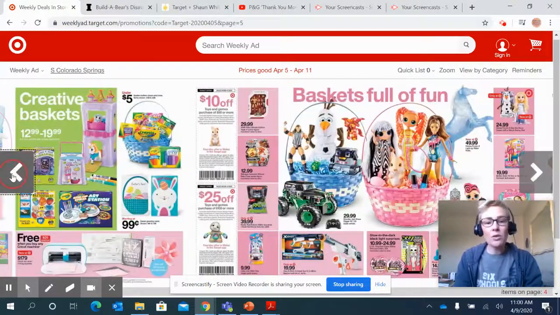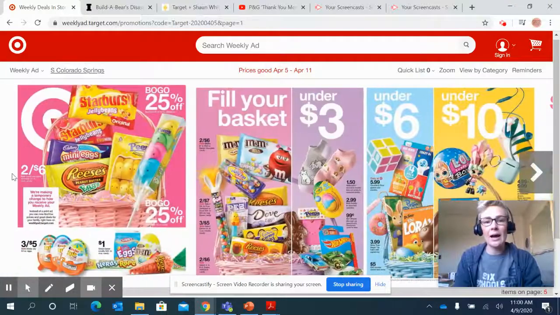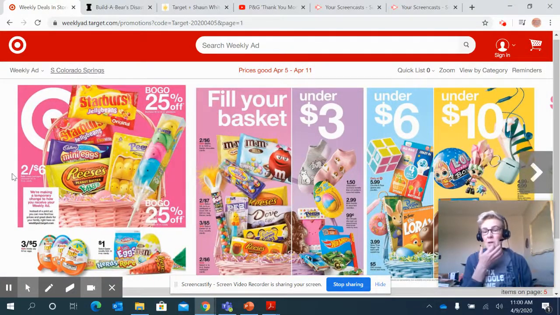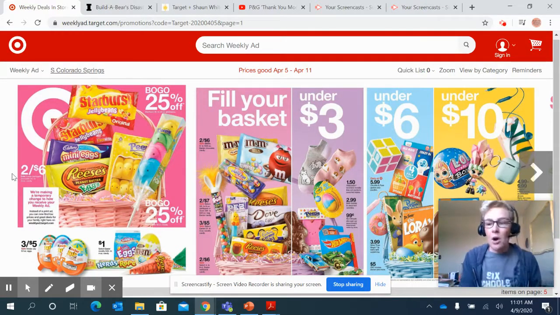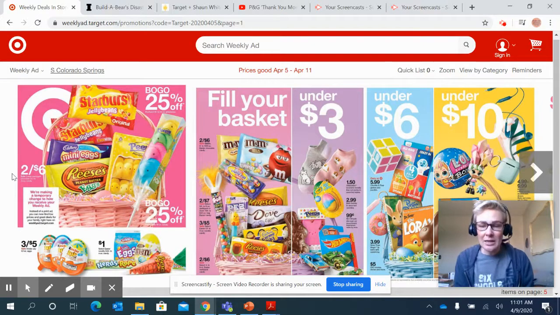Now, if we go back all the way to Target's weekly ad on March 1st, let's say, they mention that they have Easter stuff, but is it on the front page? No, because that's not where our minds are at right now. That's not where soccer moms like me, our minds are at on March 1st. We are in a completely different space.